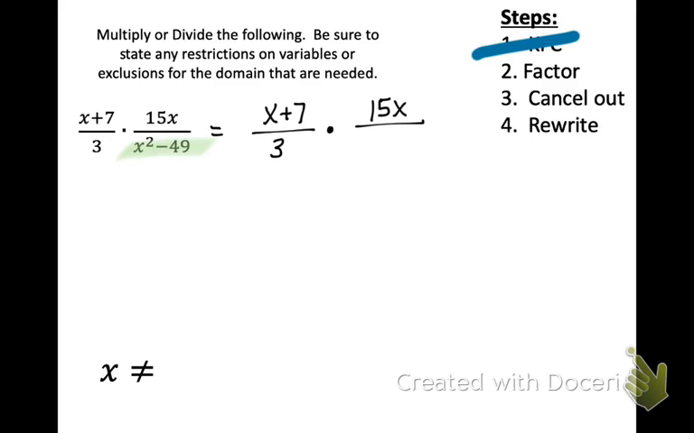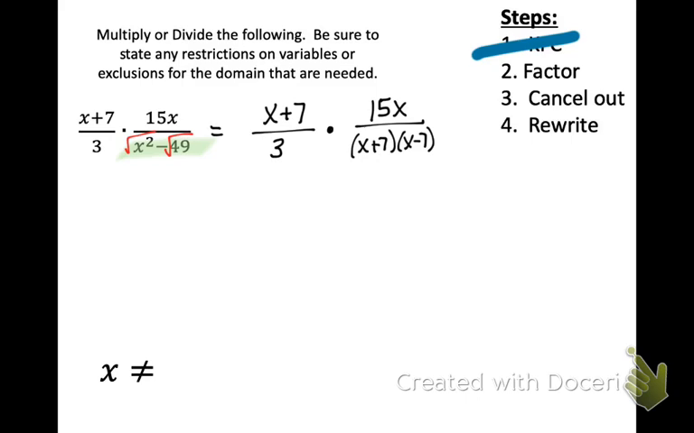Anytime I have an x squared and a minus sign, and my coefficients are perfect squares, so 49 is a perfect square because 7 times 7 is 49, I can just take the square roots of each part, and I'm going to get x plus 7 and x minus 7. Okay, now that everything's factored, I can start canceling things out.